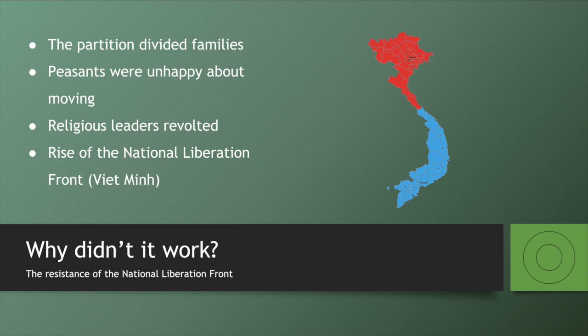The people in the North of Vietnam and the people in the South of Vietnam are not different. They speak the same language. They're a part of the same culture. And as a result, many families were divided. Some of their family was in the North, some of their family was in the South. And that division created a lot of consternation.